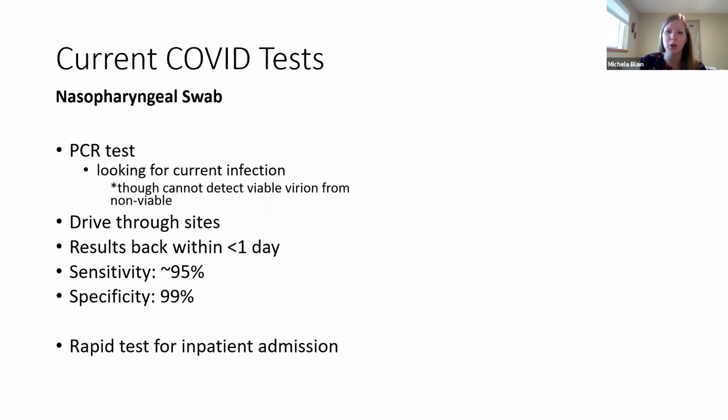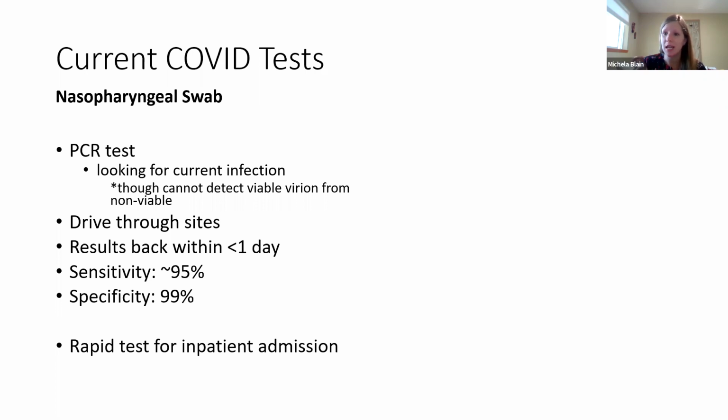So here I just wanted to go through the two main tests for COVID. You guys are probably all familiar with this now, so I will keep it brief, but there's two nasopharyngeal swabs. There's the routine one, and then there's the rapid test. The only folks who are getting the rapid test are if they're getting admitted. So if you're admitting someone from clinic, they're going to need to get a rapid test before they go into the hospital, and that's at all of our hospitals now, including the VA. And these are PCR tests, so they're looking for current infection.